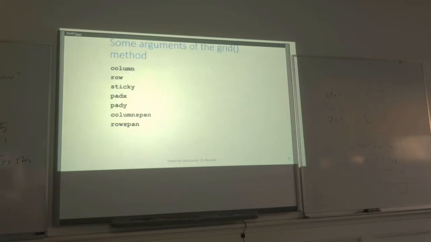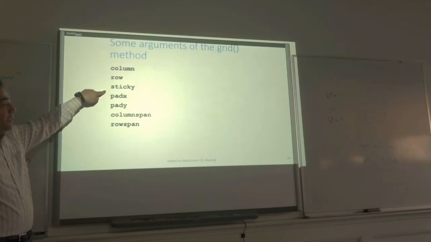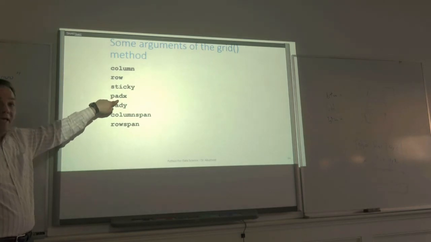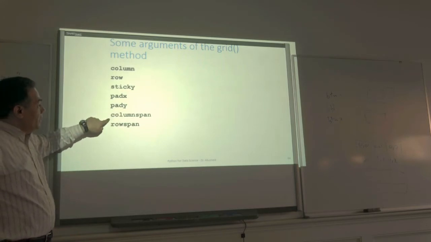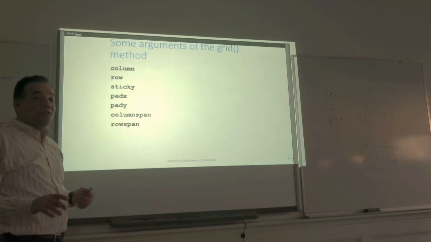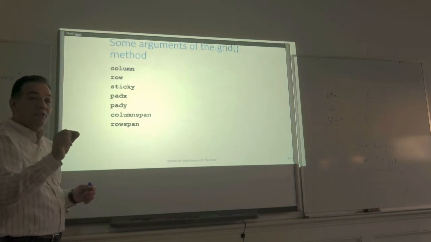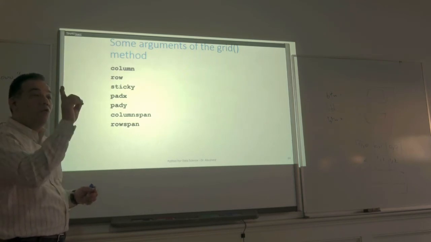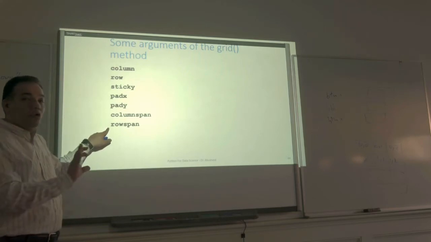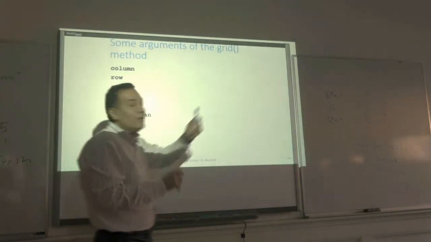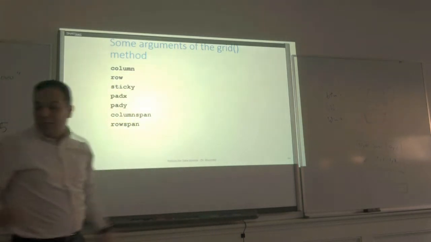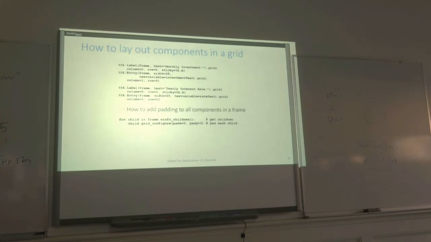All right. Some arguments of the grid are the column, the row, the sticky, the pad in the x axis, the pad in the y axis, and the column span. So for example, you could have two columns spanned together for one component, and you could have one row spanned across two components. These come with the grid. So let's take a look at this in here.